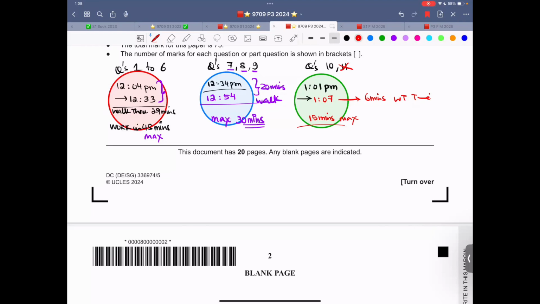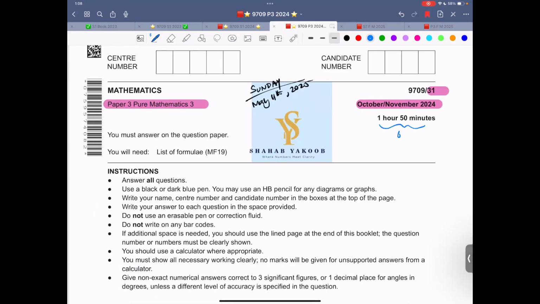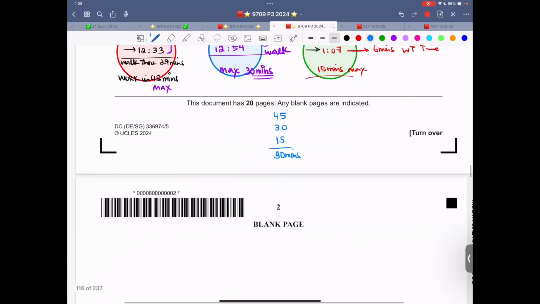So now let's add it all up. So what do we have? We have 45, we have 30, we have 15. That becomes what? 45 and 45. That is 90 minutes. And what is the length of the paper? 60 plus 50. That is 110 minutes. So if I can explain it comfortably in lesser time, and this is the maximum time that you can comfortably try out, you are in safe hands.